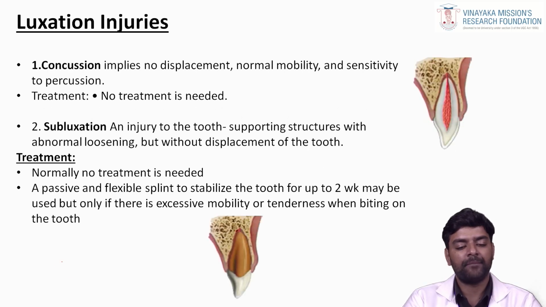endodontic treatment becomes necessary. Then moving on to luxation injuries, first is concussion, which implies no displacement, with normal mobility and sensitivity to percussion. The treatment is based on the injuries, but basically no treatment is indicated for concussion. Then subluxation, an injury to the tooth supporting structures with abnormal loosening but without displacement of the teeth. Normally no treatment is needed, but a passive and flexible splint for up to 2 weeks may be used, but only if there is excessive mobility or tenderness when biting on the teeth.